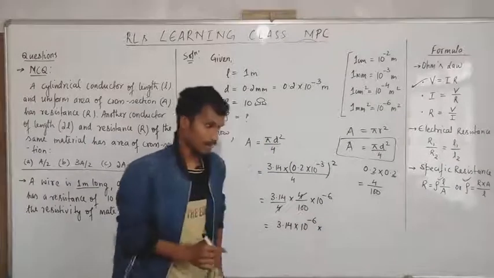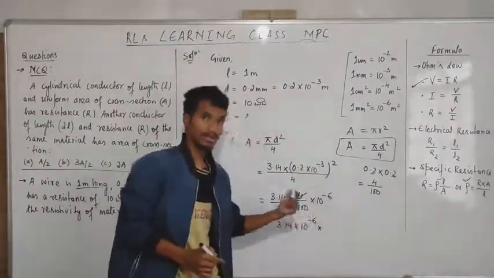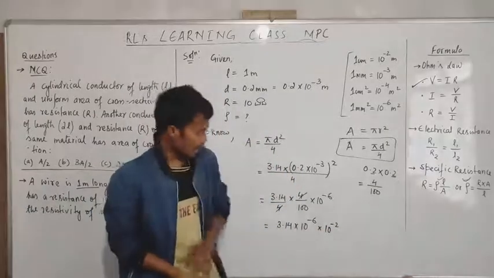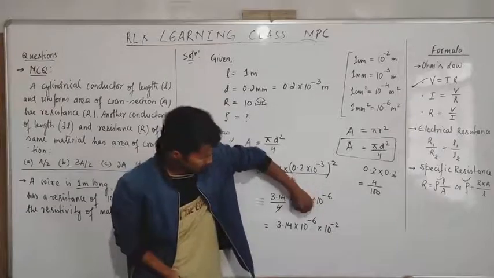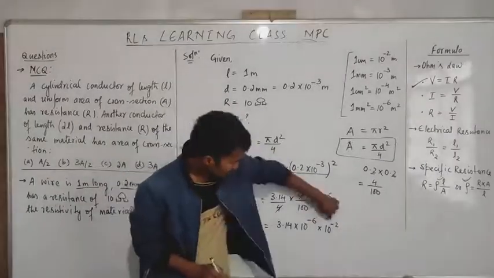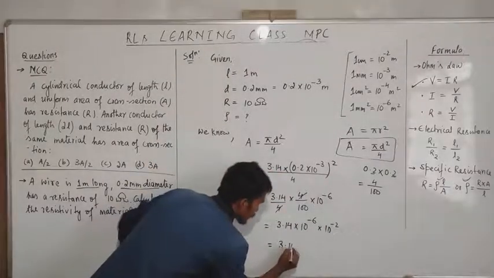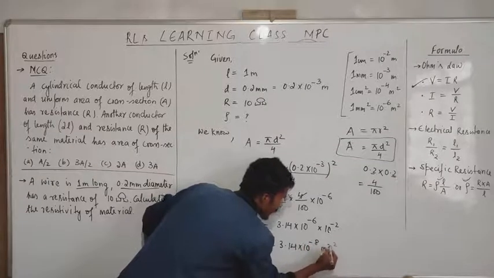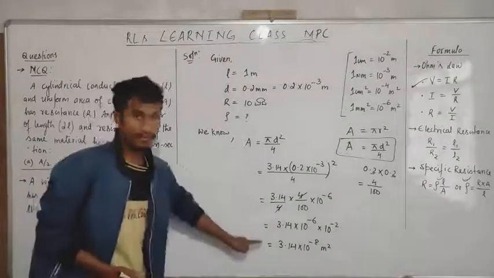Now this 100, how many zeros here? 2 zeros. Now if I take these 2 zeros up, it will change like this: 10 to the power minus 2. Now minus 2 here and minus 6 here. Then when we take these 2 zeros up, it will change to 10 to the power minus 2. Then minus 2 and minus 6 will be minus 8. And we got here 3.14 into 10 to the power minus 8 meter square. Now we got the value of A.